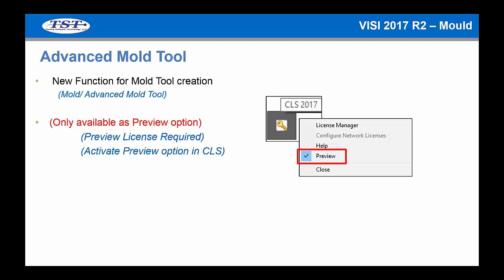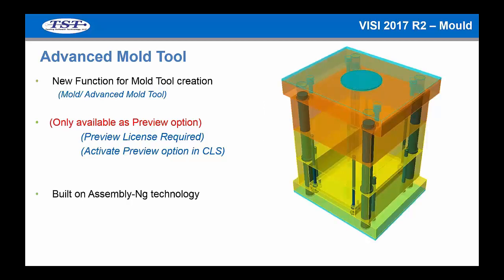So you'll have to have a CLS license with the preview option turned on, and you can sign up to be approved for one, and then we would send you one over support. So you can email in to support and ask for the form, and we'll get it to you. So it's built on the assembly NG technology. Same tech used by different applications.